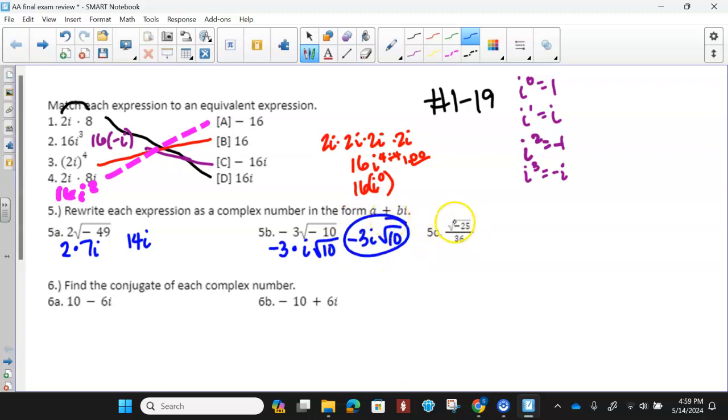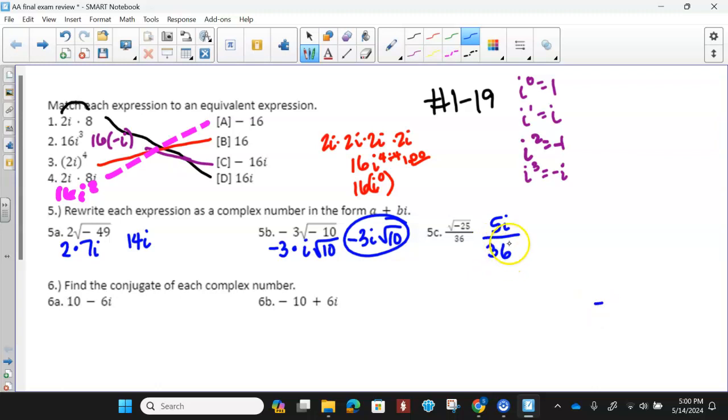Then here, notice how the square root is only over the numerator. So that's why here we're only going to take the square root up top, which is 5i over 36. Sorry, I'm being slow here. So 36.